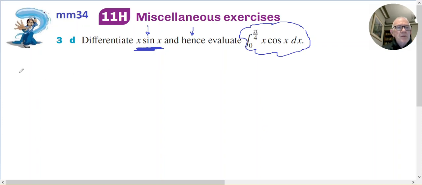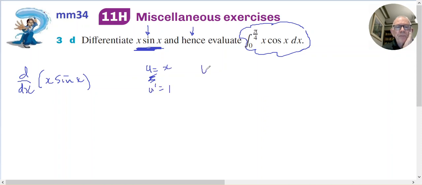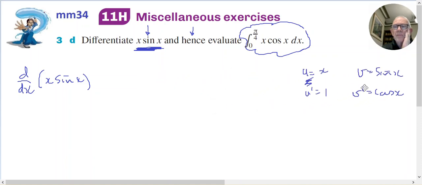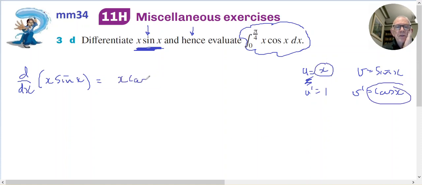Okay, so let's do d dx of x sine of x first. So that's a product rule. u equals x, u dash equals 1, v equals the sine of x, and v dash equals the cos of x. And putting them together, I'm going to do some cross multiplication. u times v dash, so x cos of x, plus v u dash, is sine of x.